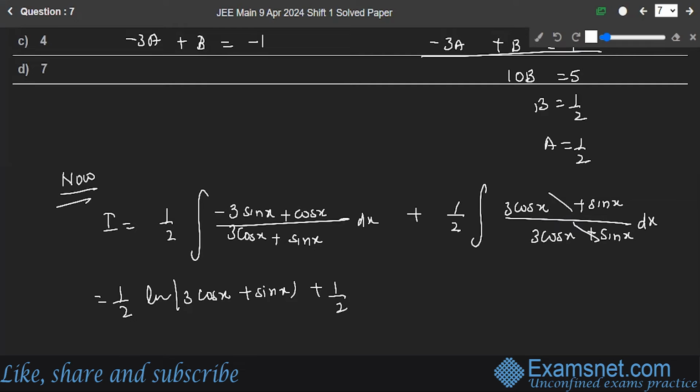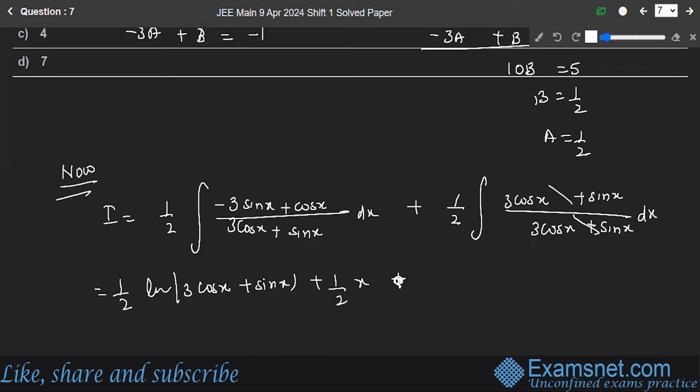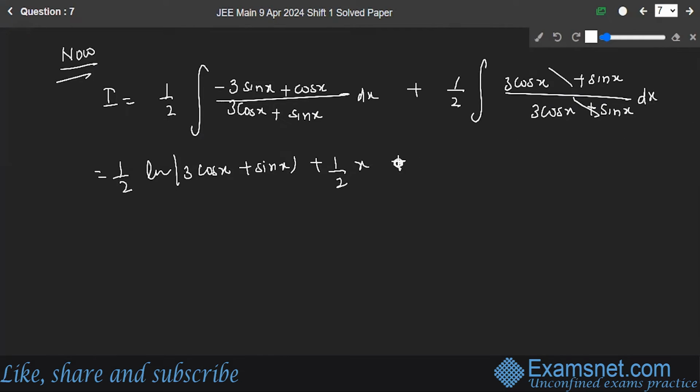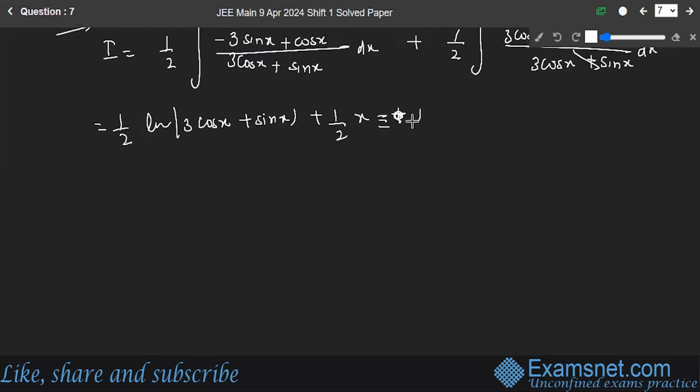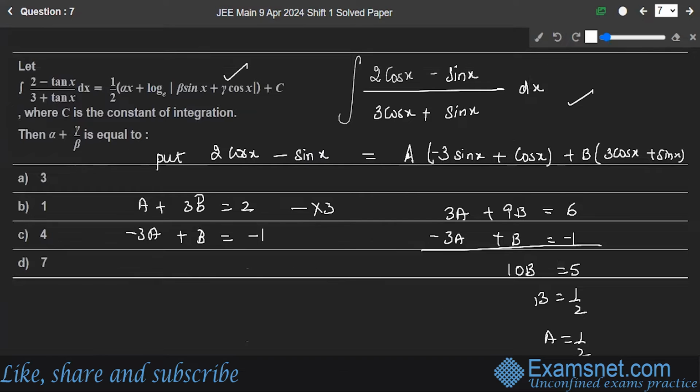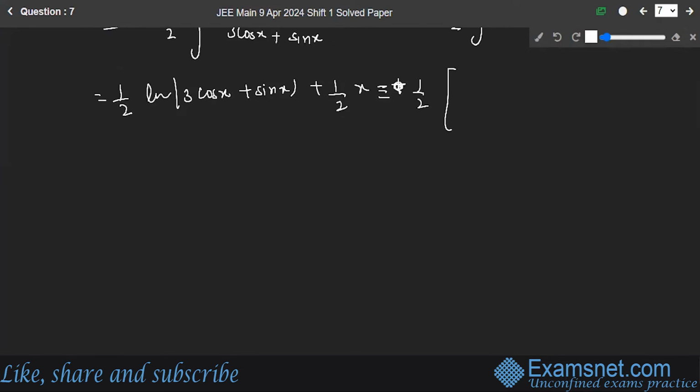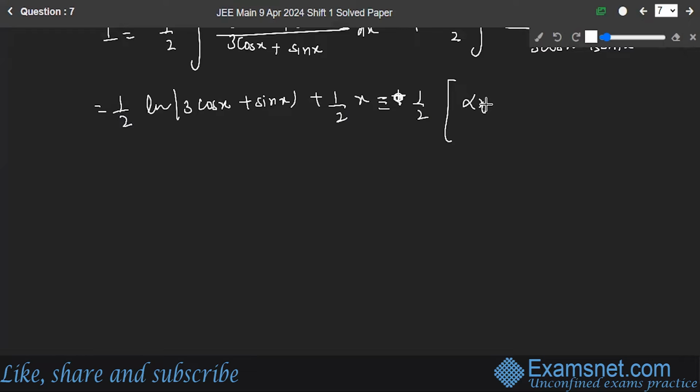So this will be 1 by 2 x, or this is equal to, see what is in the question. This is equal to this 1 by 2. This is equivalent to 1 by 2, where it was alpha x, and plus alpha natural log of beta sin x plus gamma cos x, right? So from here you get the value of alpha is equal to 1.